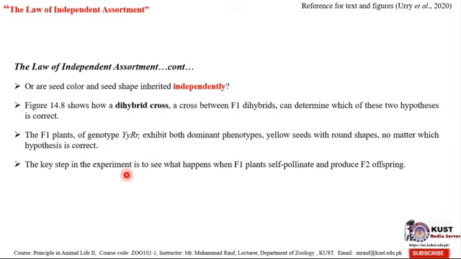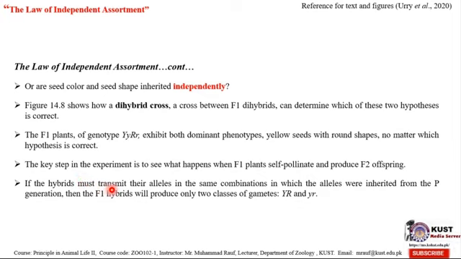So the key step in the experiment is to see what happens when F1 plants self-pollinate and produce F2 individuals. Now the F1 hybrids will always carry this genotype because there must be contribution from the recessive parent. Now the point will be cleared when the F1 hybrids are crossed with each other, and thereafter it will become clear whether the dominant allele of one character has inherited together with the dominant allele of another character or the grouping was independent.